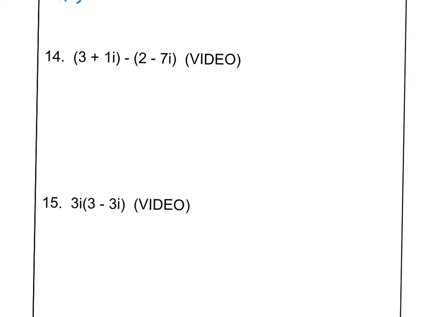For number 14, this is a combined like terms problem because of the minus there. I need to be really careful about that. So we got 3 minus 2, and then plus 1i minus -7i. So that's going to be 1, and then plus 1 minus -7. Plus is going to be plus 8i.